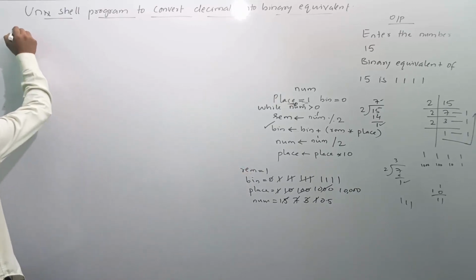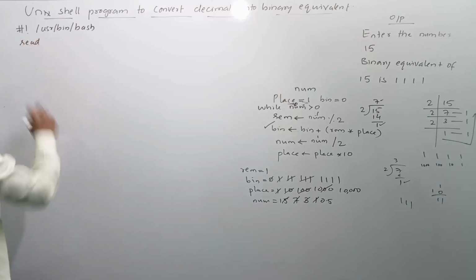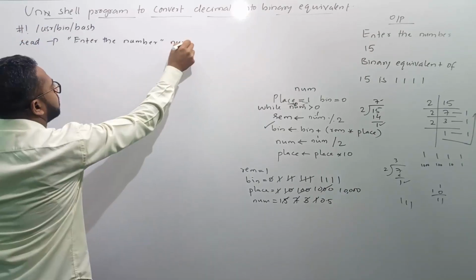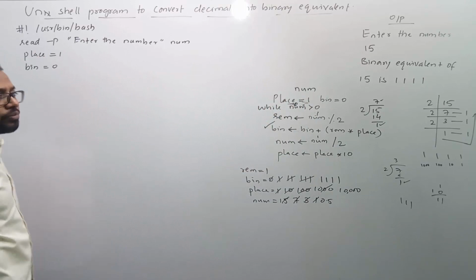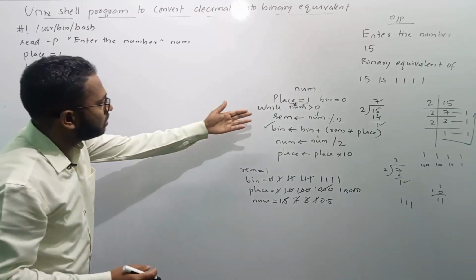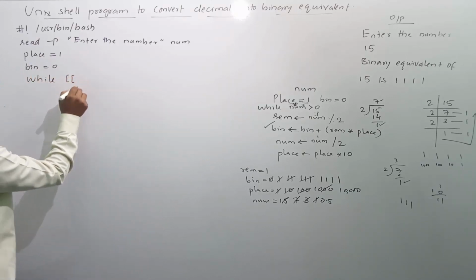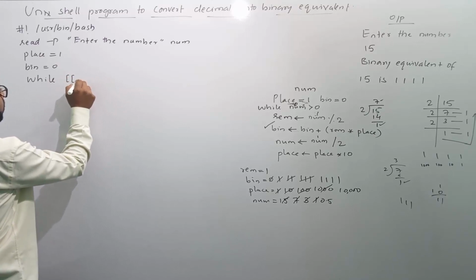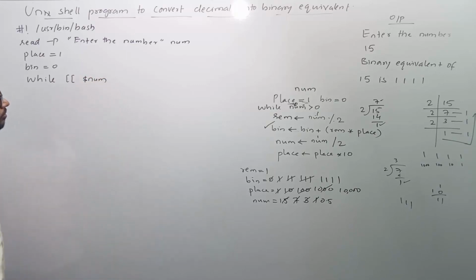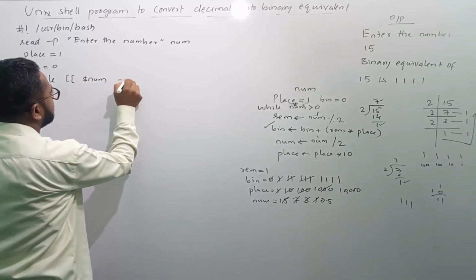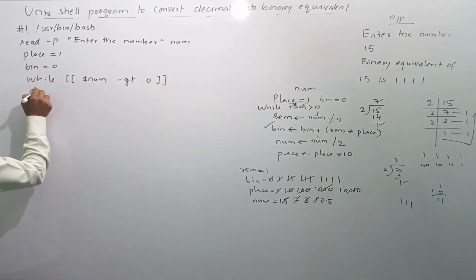So we'll start the program with the shebang statement, bash, then I will read the number, which is the decimal, num. Next, I will initialize these two variables. Next, I will start the while loop. While, space, two square open brackets, then dollar num is greater than 0, do.